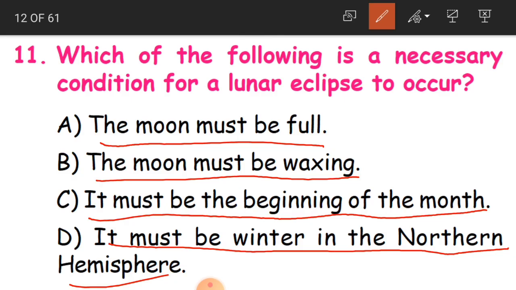And the answer is the moon must be full. The moon must be full. Then we will be having the lunar eclipse.